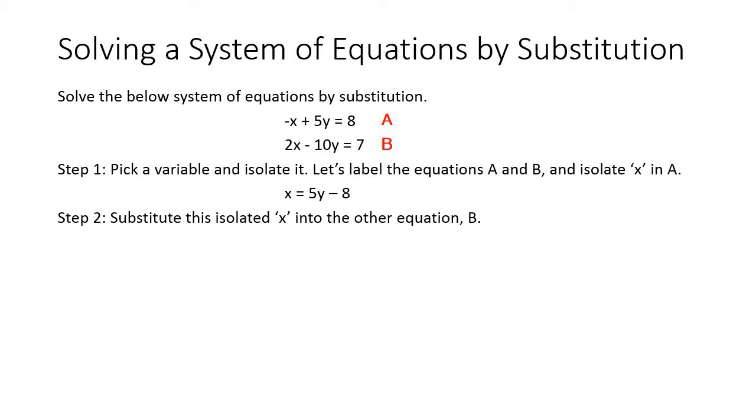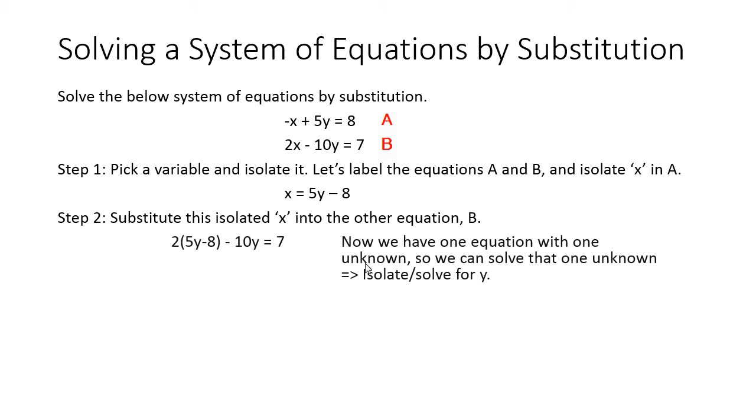Step 2, substitute this isolated x into the other equation B. So wherever there's an x in that other equation, we're going to use 5y minus 8 instead for that value of x. And we do that so that now we only have a y in this equation, and we can isolate or solve for that y.